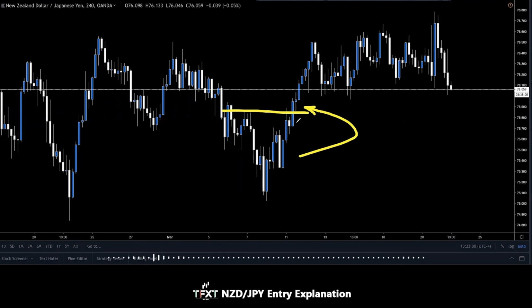Let it prove to you it's going to move in the direction that you seek. And so what did we do? We waited for a nice break above the previous lower high. As I always say, in order to go up, you must get rid of the down. To go down, you must get rid of the up. And so we started invalidating previous past structure.